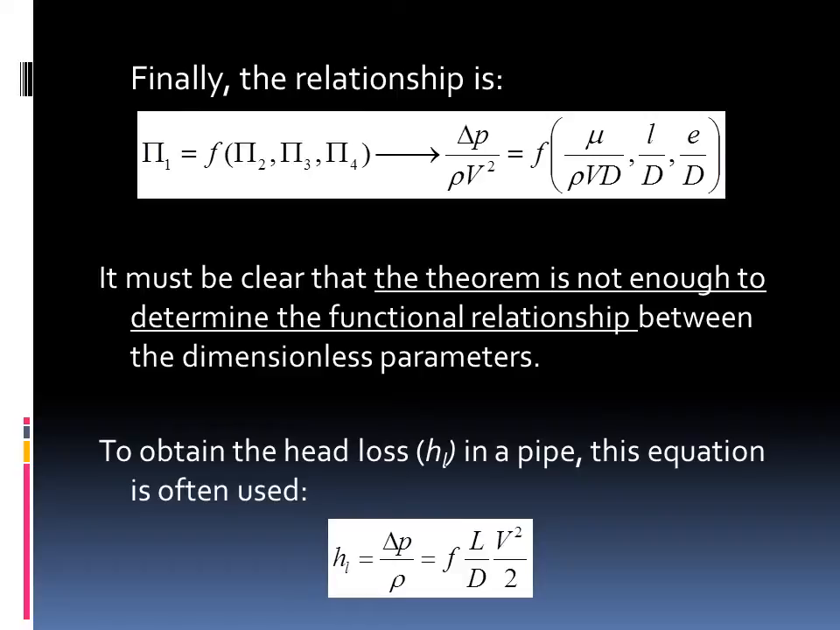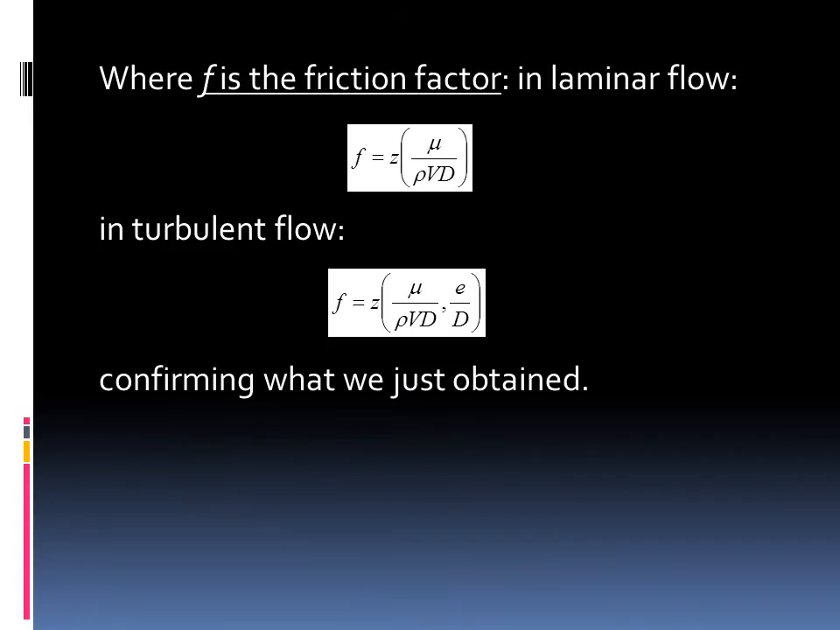To obtain the head loss H sub L in a pipe, the next equation is often used. Where F is the friction factor. In laminar flow, it depends only on this dimensionless parameter. But in turbulent flow, it depends on these 2 dimensionless parameters, confirming what we just obtained.